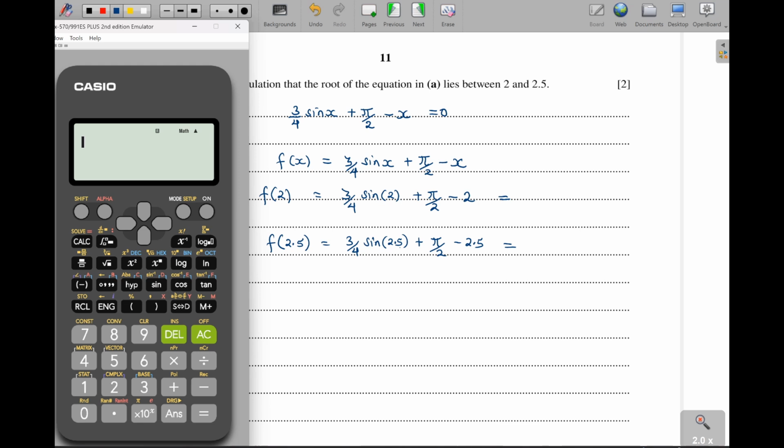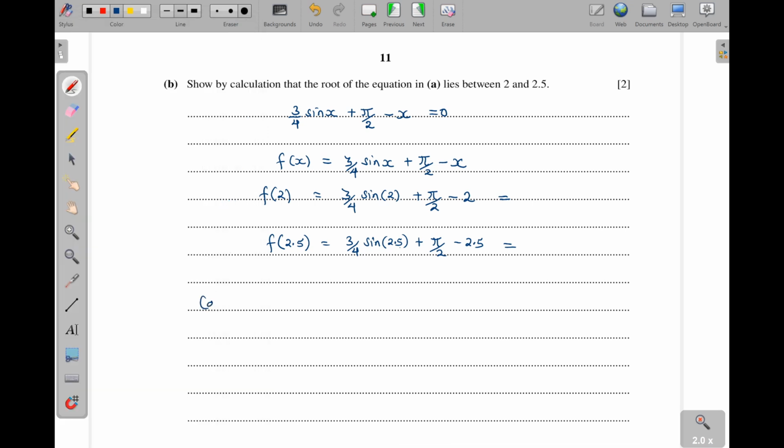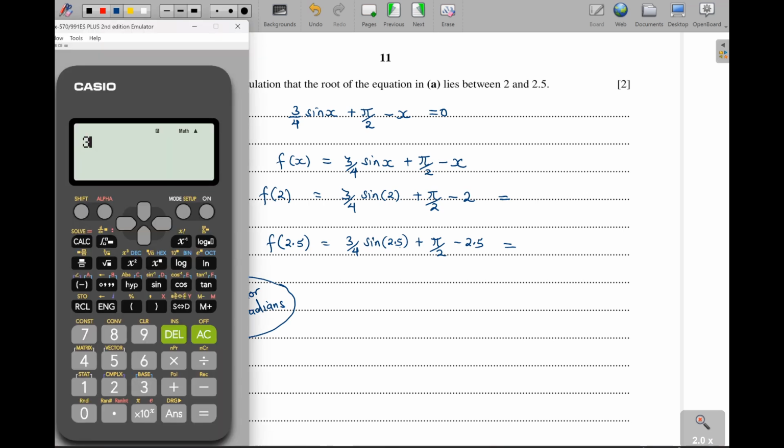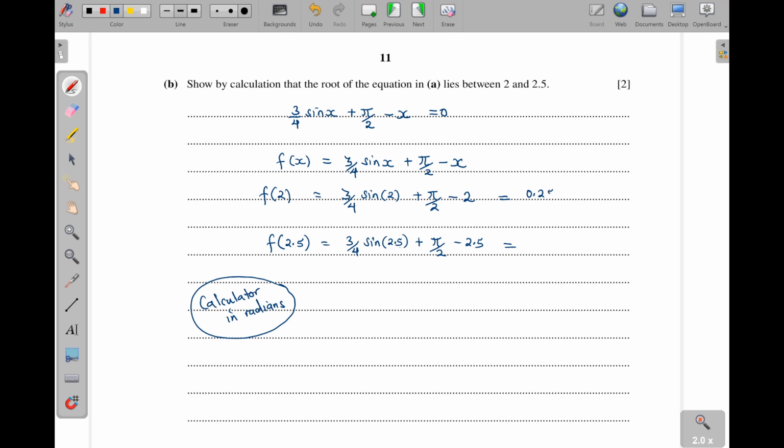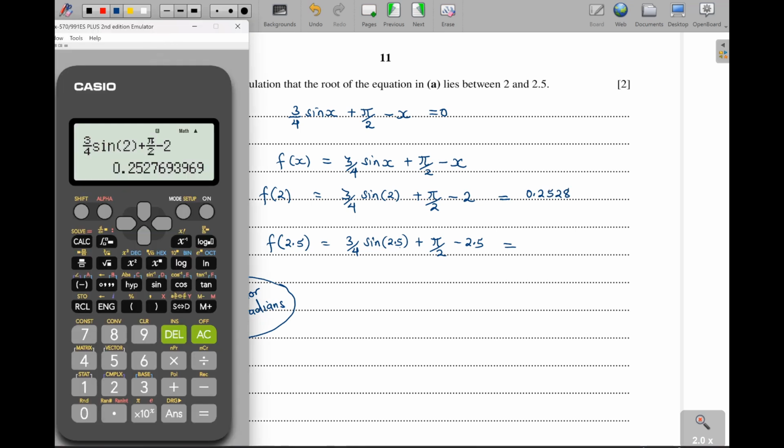And then another thing here, the calculator must be in radians because we are seeing trigonometric functions. Every time you see a trigonometric expression in numerical methods, always put the calculator in radians. Now we have 3 over 4 sine of 2, then plus pi over 2. My calculator is already in radians, then minus 2. I'm going to write it to 4 decimal places. 0.2528.